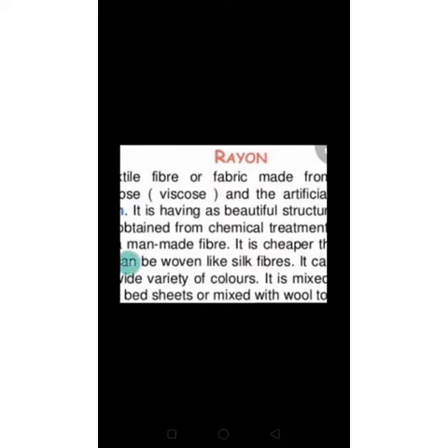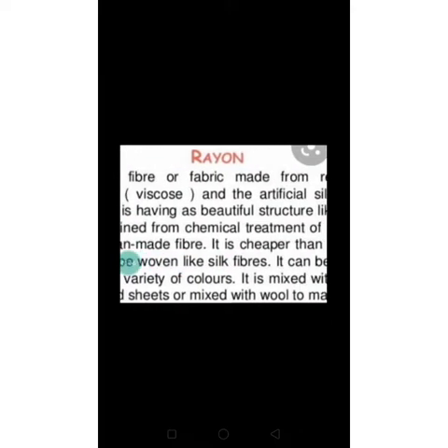because this fiber is obtained by the chemical treatment of a natural raw material, that is wood pulp, and wood pulp gives us cellulose, which is used for making rayon. It has a beautiful structure like silk. It is a man-made fiber. So, as it is a man-made fiber and cellulose is treated chemically, it cannot be considered a fully natural fiber also.